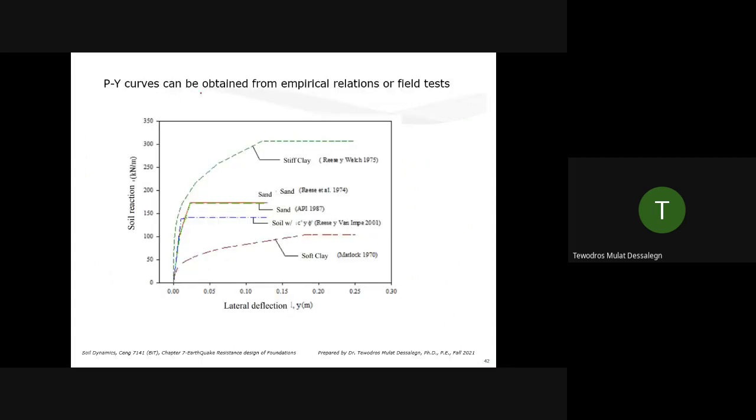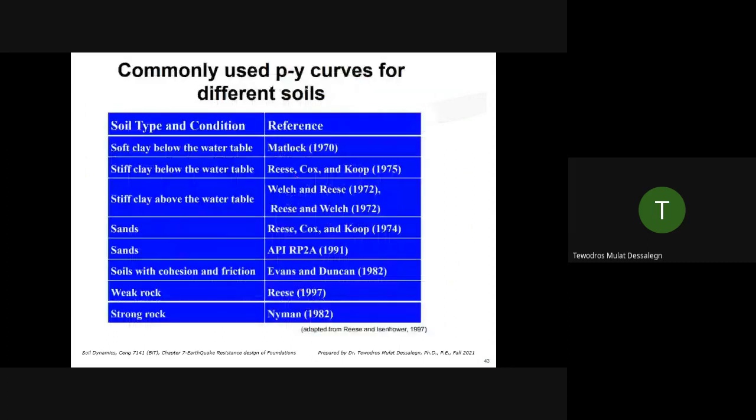PY curves can be obtained from empirical relations or field tests. And many companies nowadays provide the PY curves. That's a pressure displacement relation for different types of soil at different depths. There are companies and scientists producing that, so they are really available. If you don't have a field test, you can use empirical correlations. There are many available PY curve sources.